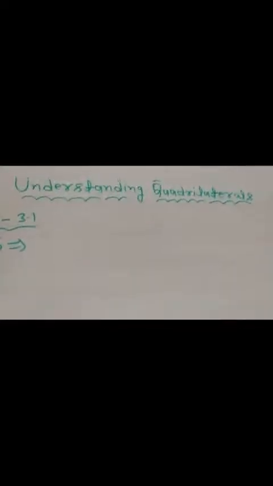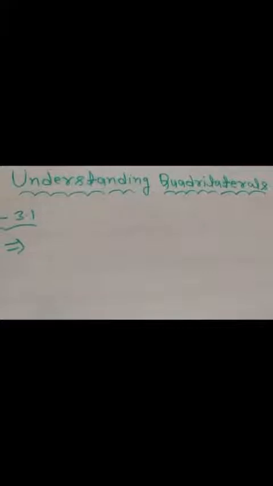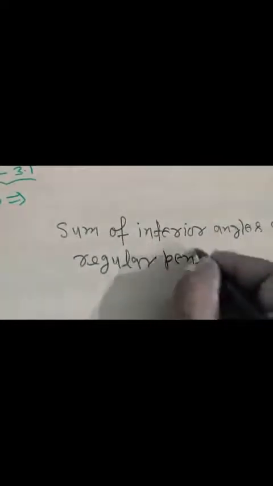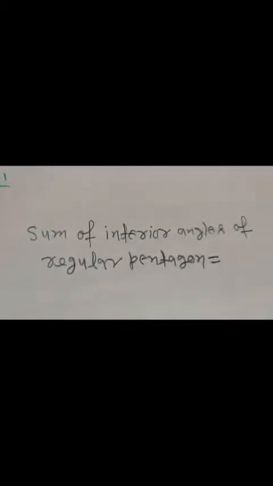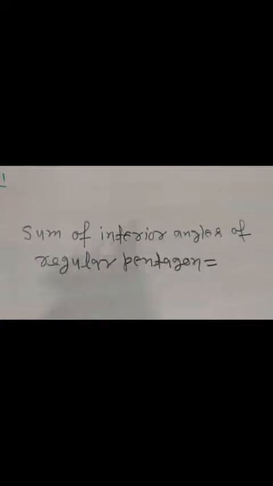The given figure is a regular polygon. So first we find the sum of interior angles of the regular pentagon, because the given figure has 5 sides and all sides are equal. So it is a regular pentagon.